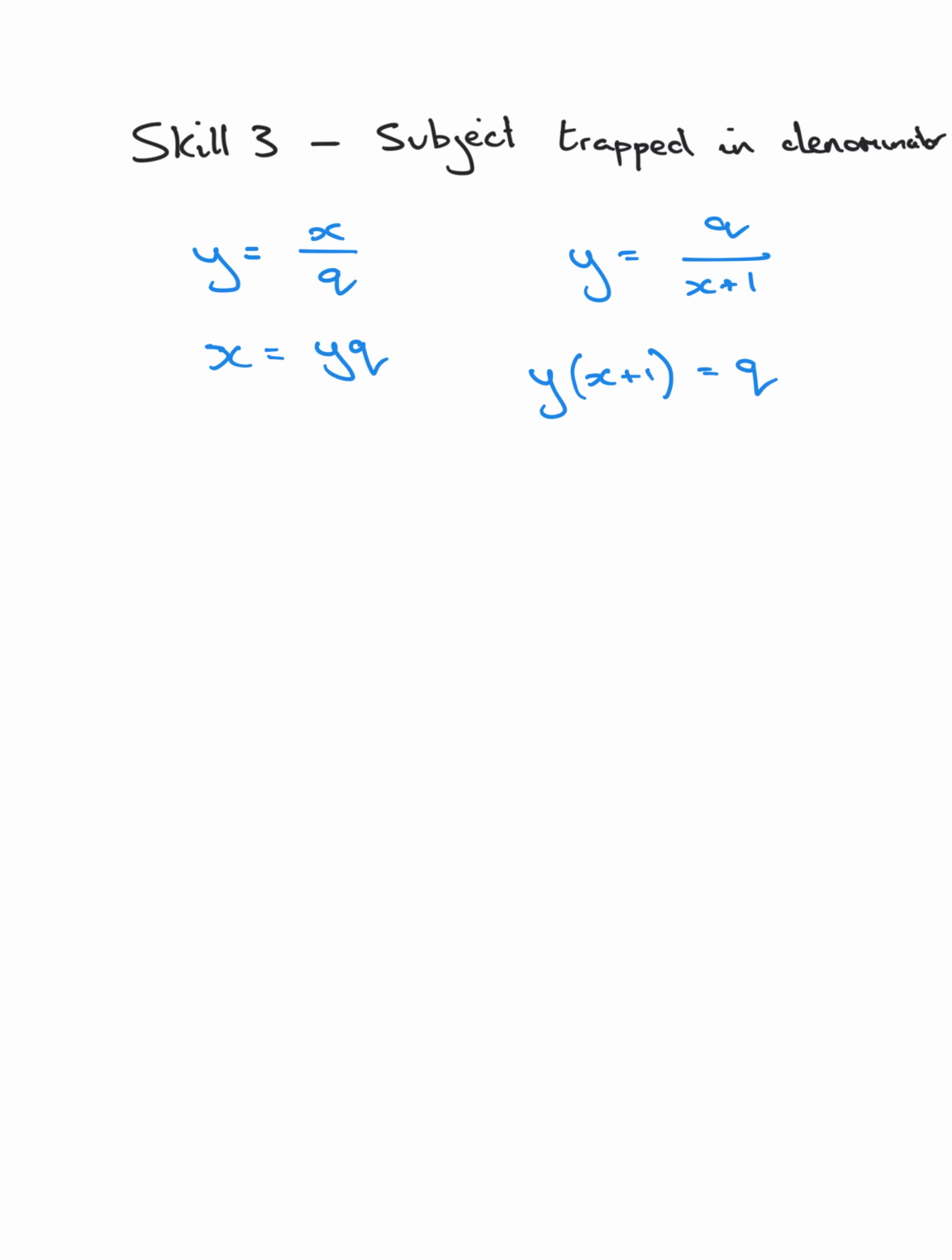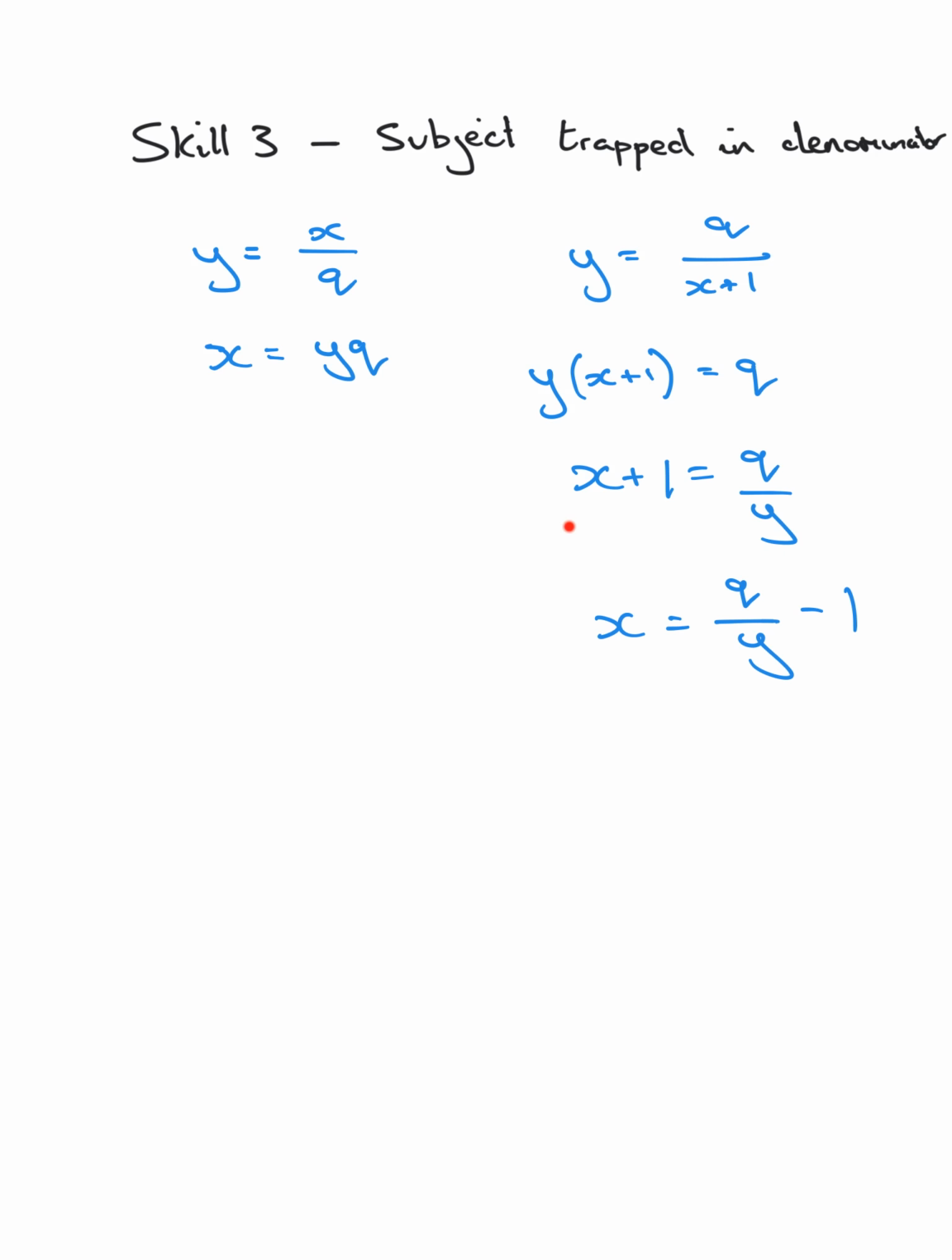Now I can expand, in fact I don't need to expand my bracket. This is quite nice, I can just divide by y now. So x plus 1 equals q over y, and I subtract 1 from both sides, x equals q over y minus 1. And there we are.